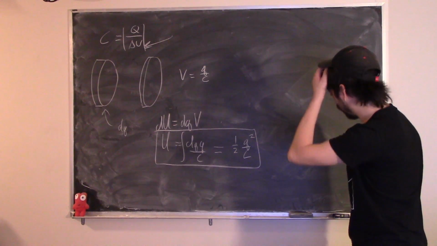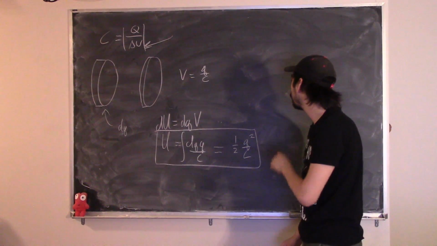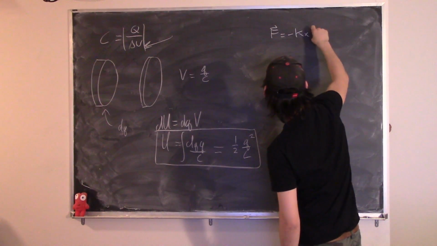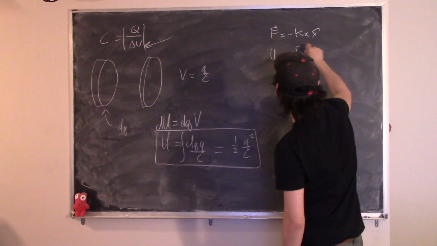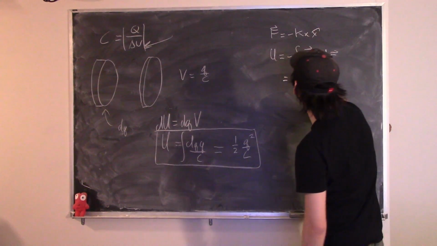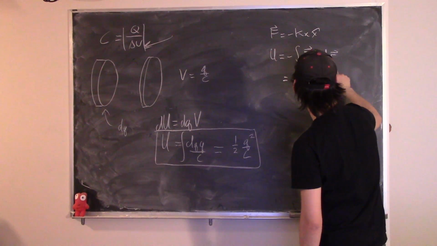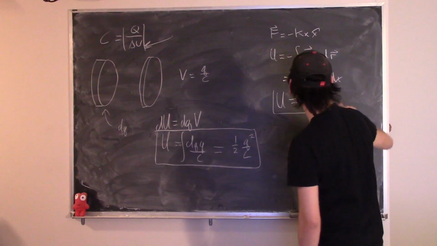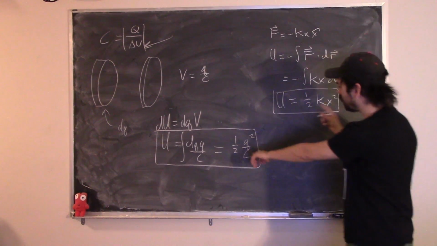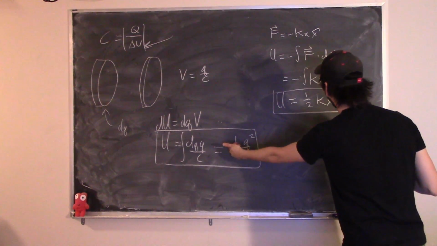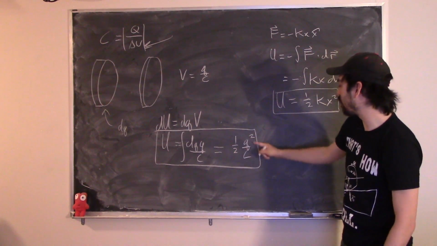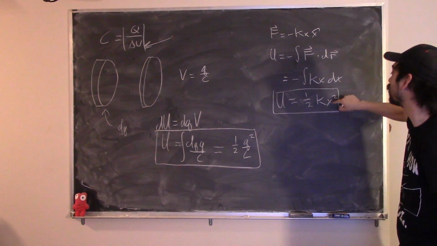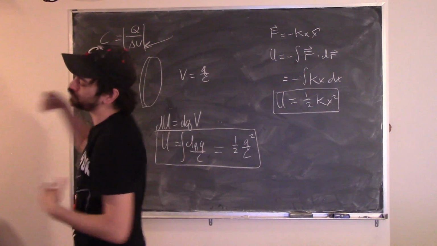Okay? Now, what this looks very similar to is actually the potential energy of a spring. And we can see that by starting at the force of a spring. This is going to be minus kx x-hat. U is going to be equal to the negative integral of F dot dr. And so this is going to be equal to the negative integral of minus kx dx, which is going to be equal to one half kx squared. Okay. So you see, between the two of these equations, you have this one half constant factor out front, and then we have something squared. In this case, it's charge squared. In this case, it's the position squared.